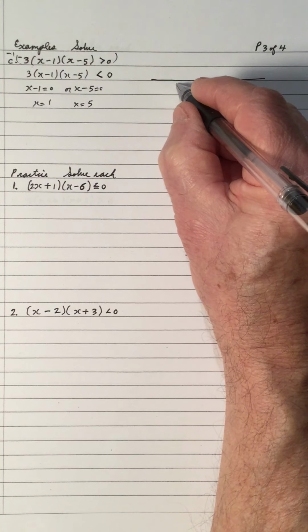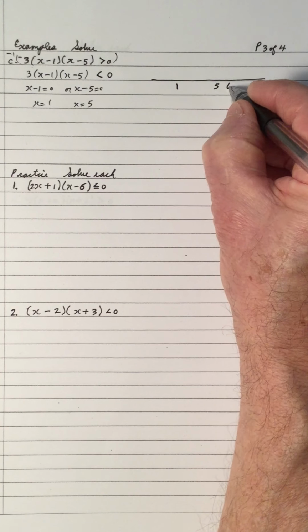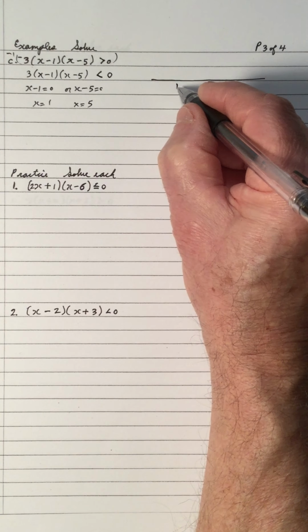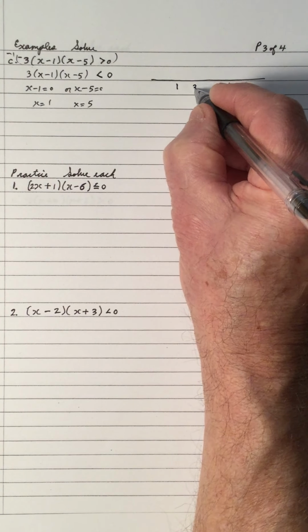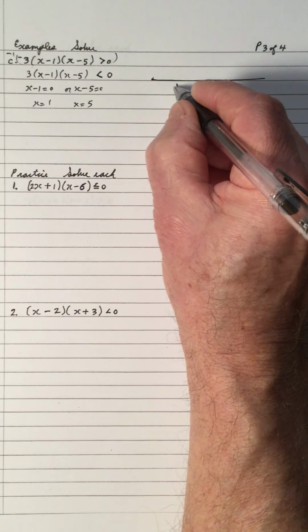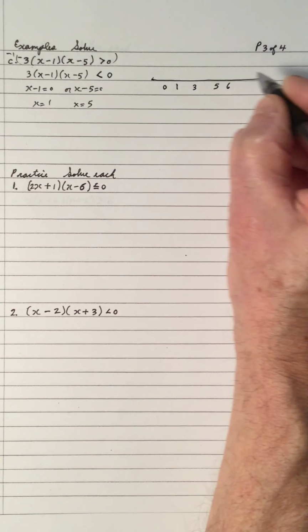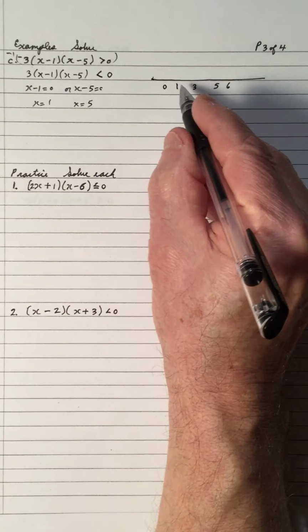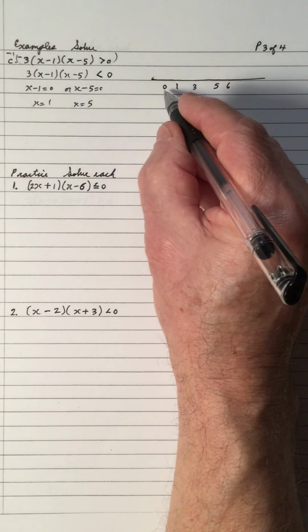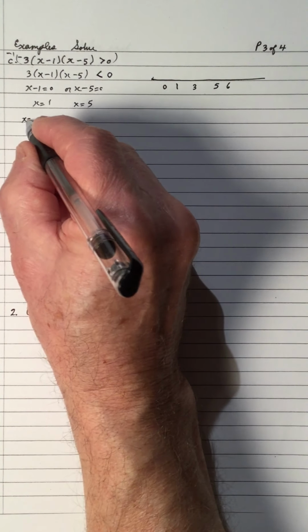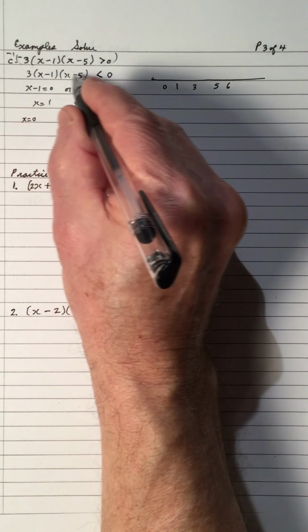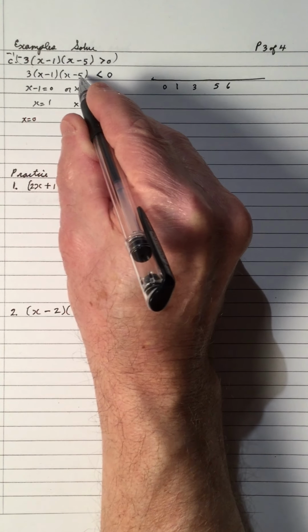For a number greater than 5, I'm going to take a 6. The number between 1 and 5, let's take a 3. And the number that's less than 1, I'm going to take a 0. So let's plug in x equals 0. I'm going to sub that into this, not this one right here.